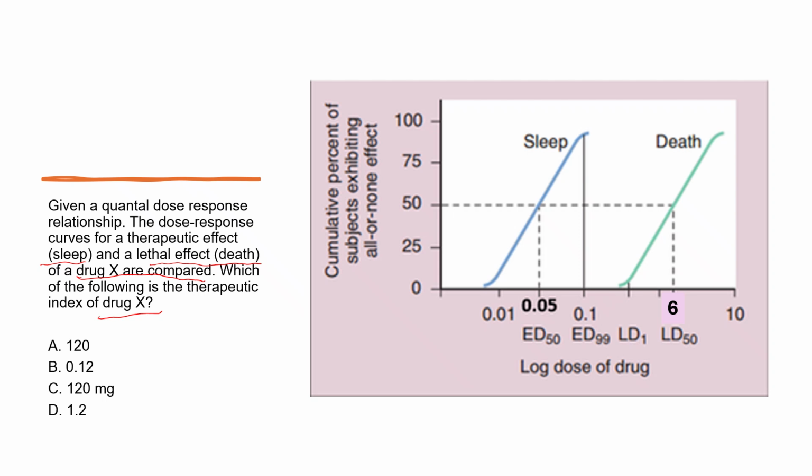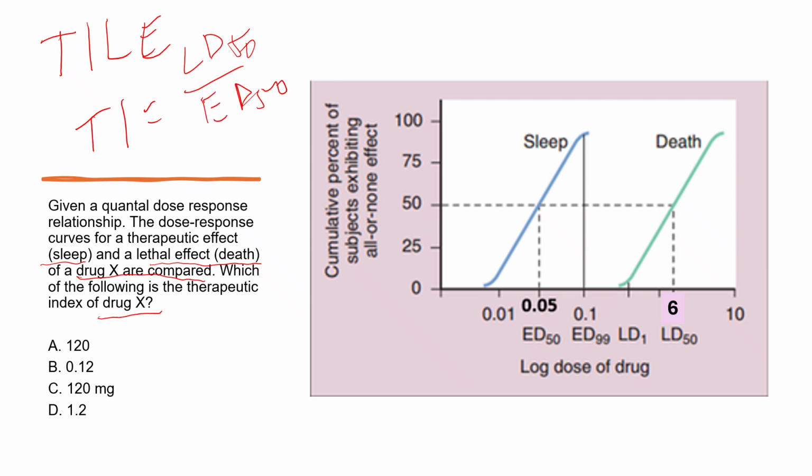Right, so we know that the therapeutic index is TILE, T-I-L-E. So TI equals LD50 over ED50. We know that LD50 is 6 and ED50 is 0.05. So that equals 120. So the correct answer is 120.